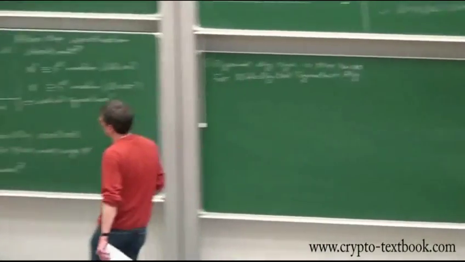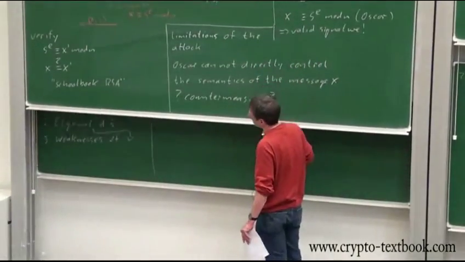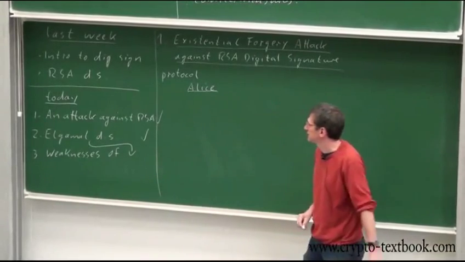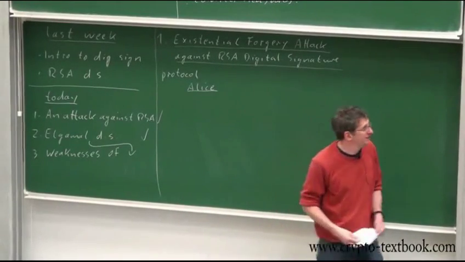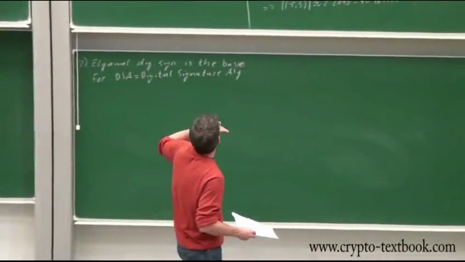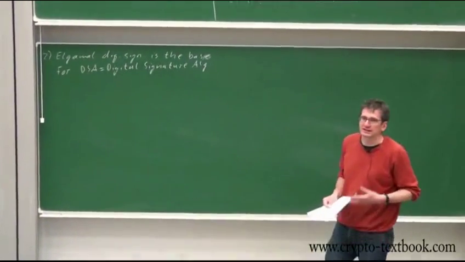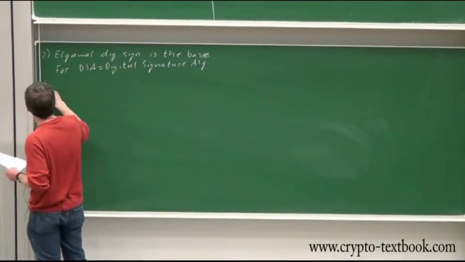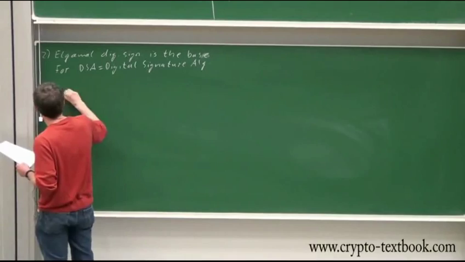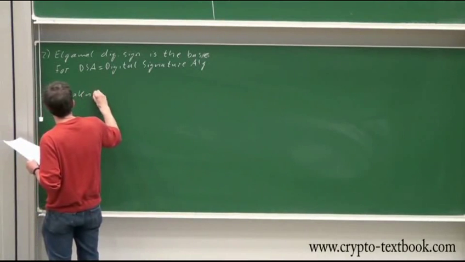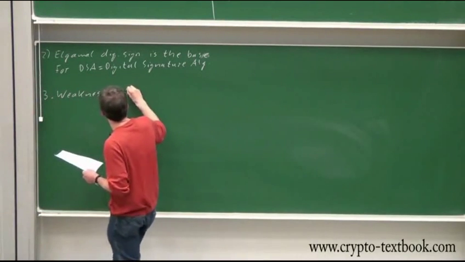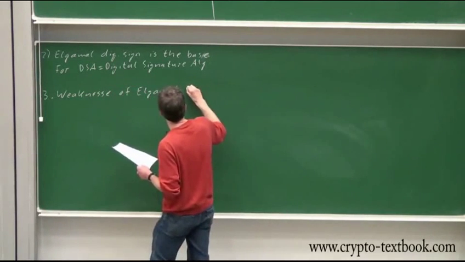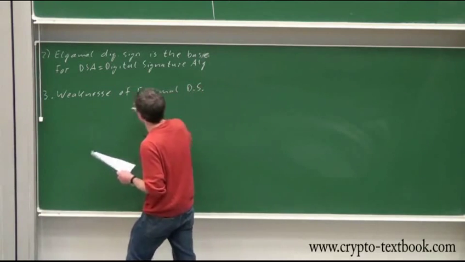So when we go back to our to-do list for today, we're done with the Elgamal digital signature. What is left now, and it's actually kind of fun, I hope, is we want to look at weaknesses, at attacks. This is chapter number 3, weaknesses of the Elgamal digital signature.